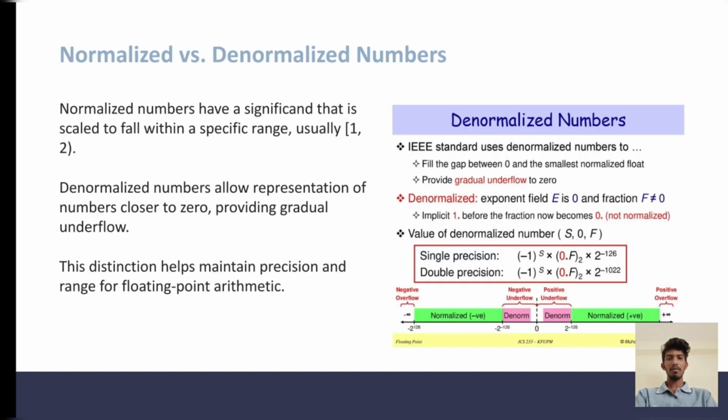Normalized versus denormalized numbers. Normalized numbers have a significand that is scaled to fall within a specific range, usually 1 to 2. Denormalized numbers allow representation of numbers closer to 0, providing gradual underflow. This distinction helps maintain precision and range for floating point arithmetic.